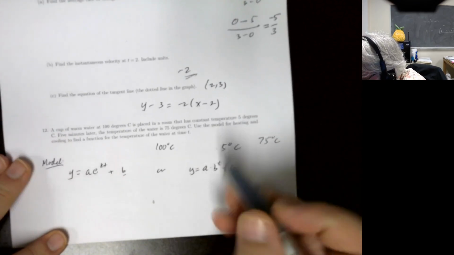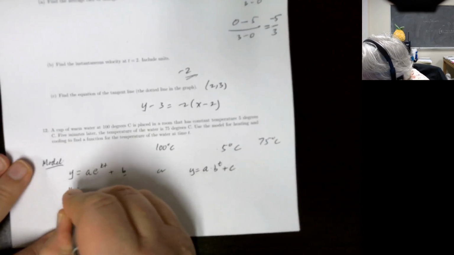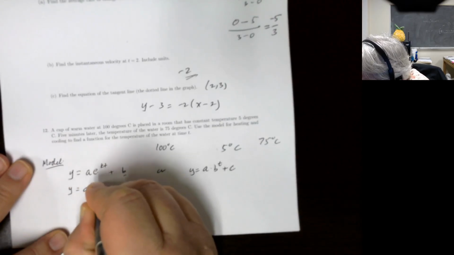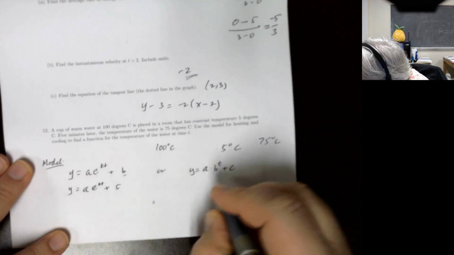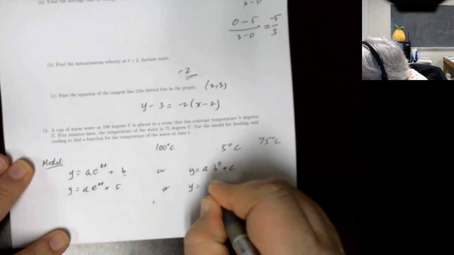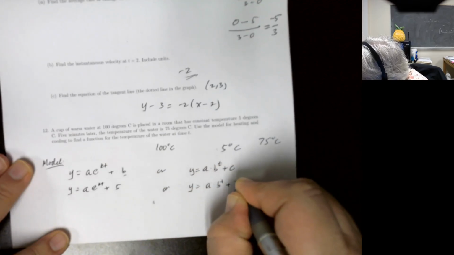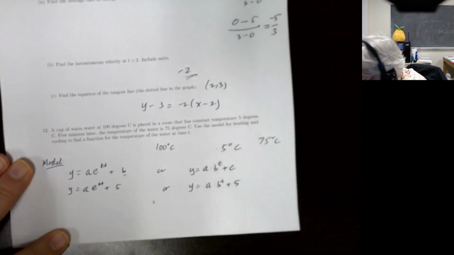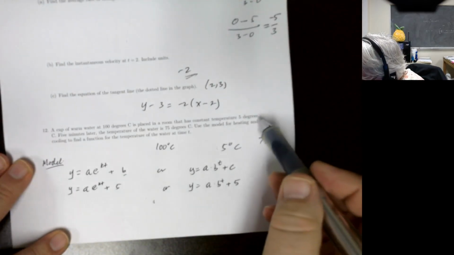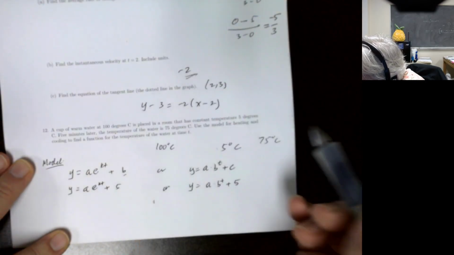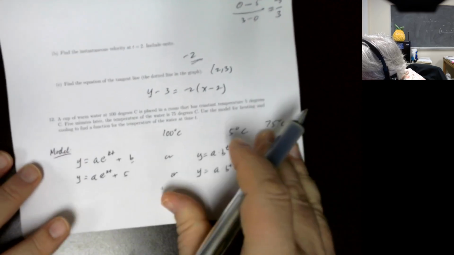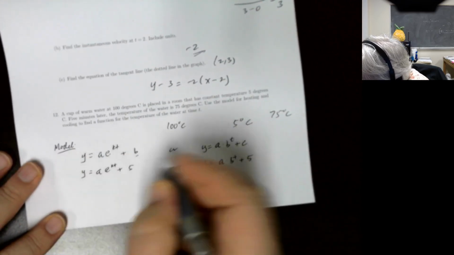And so depending on how you wanted to fit your model, you might say that this is going to be a e to the kt plus our environmental temperature, which was 5. Or you could say y equals a times b to the t plus 5. And then similarly, at time 0, we have 100 degrees, so you could solve for a or b, depending on which one you want to use.